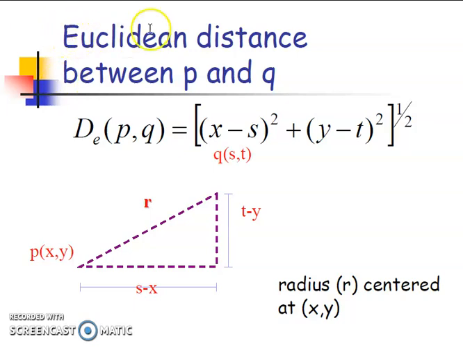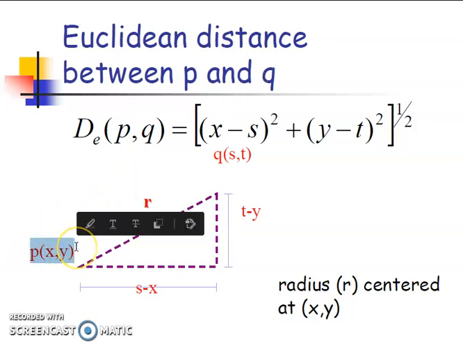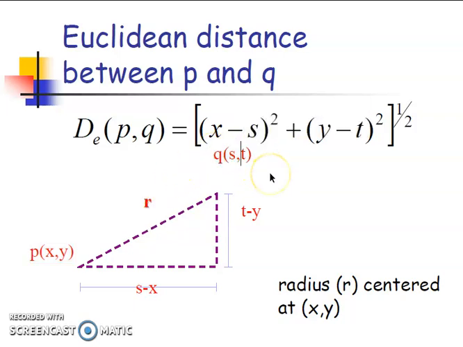So the first distance is the Euclidean distance between pixel P and pixel Q. Here we are going to assume that pixel P has coordinates x, y and pixel Q has coordinates s, t. The Euclidean distance between pixel P and Q is represented as D sub e of PQ, where D stands for distance and small e stands for Euclidean, and P and Q are the two pixels.